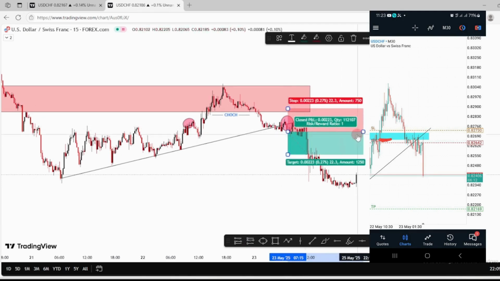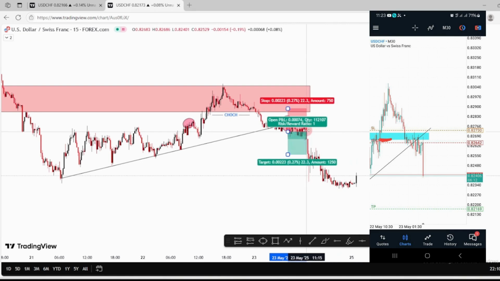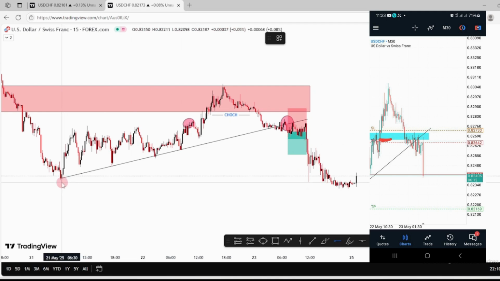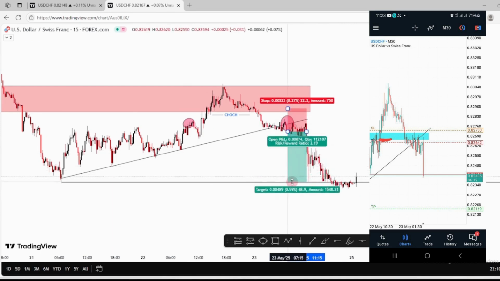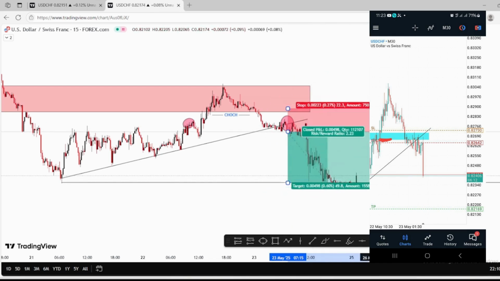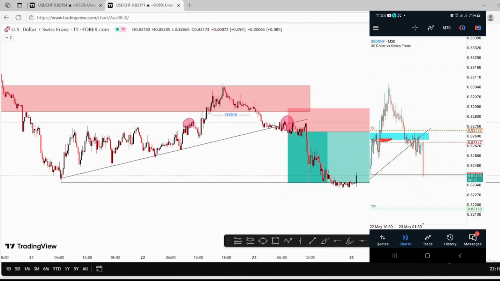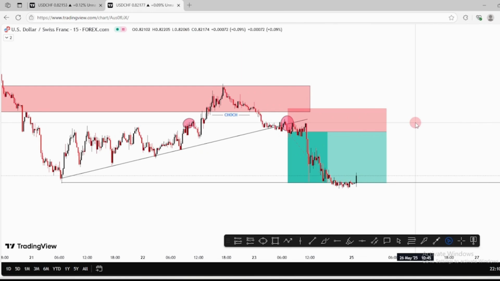The signal was sent to Telegram, and our TP was here. We were targeting this low right here. You can see the TP hit perfectly. So this is how to trade a breaker block.